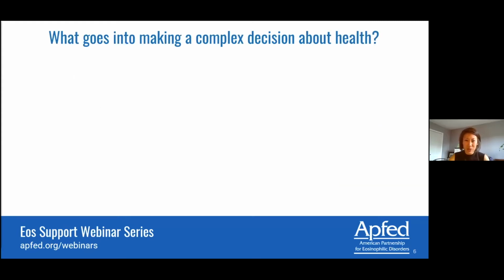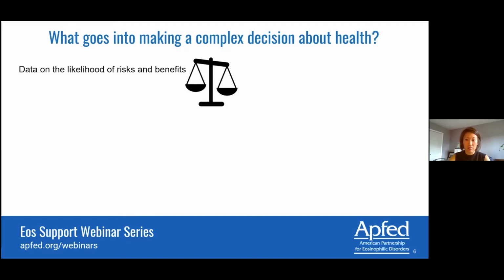So what goes into making a complex decision? What do I need to know to make complex decisions about health? First, data on the likelihood of risks and benefits. What are the chances that I suffer from some of these uncommon side effects of the treatment? Or what are the chances that the symptoms completely resolve? We must also know the level of certainty of the outcomes. Will this treatment completely resolve my pain, or will it only make my pain less intense and less frequent? And how much time do I expect for this to happen?